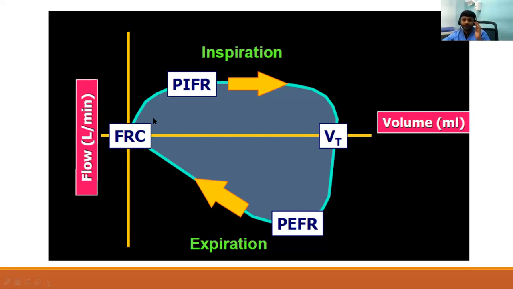In this particular loop, what we can see is the functional residual capacity, because that is the point from which the normal breathing starts and ends. It also tells us the peak inspiratory flow rate. It gives us the tidal volume on the x-axis. It also gives us the peak expiratory flow rate.